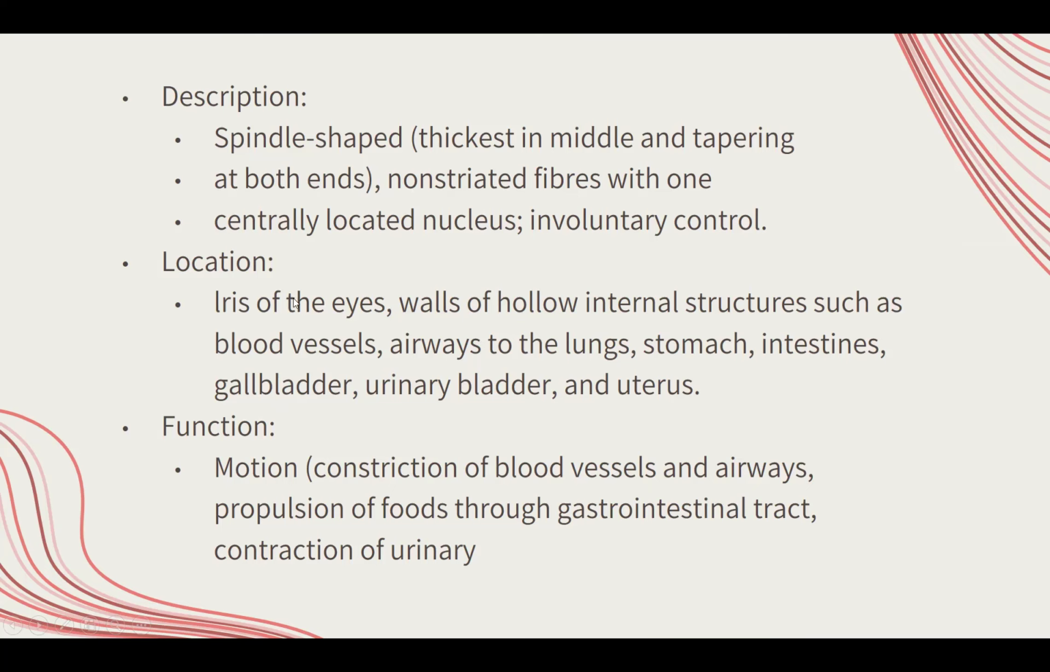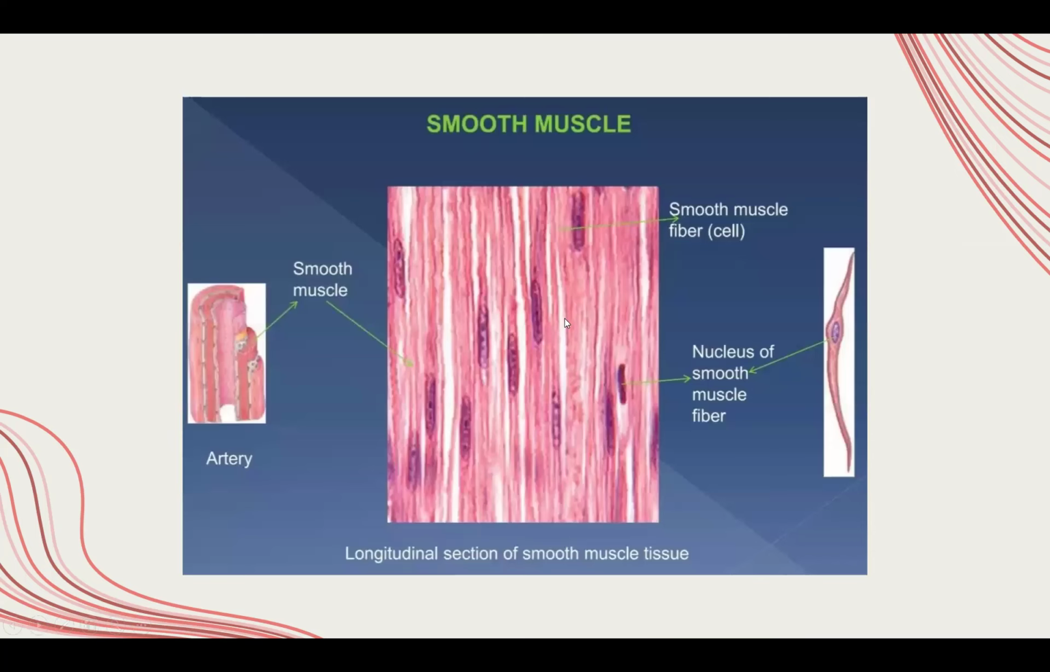So the locations are the iris of the eye and the walls of hollow internal structures such as blood vessels, airways to the lungs, stomach, intestine, gallbladder, urinary bladder, uterus, and so on. And the function is motion. Motion means they constrict blood vessels and airways, and they can propel food through the GI tract, and contract the urinary tract and urinary bladder. Smooth muscles have one centrally located nucleus, the fibers are spindle shaped, and they don't have cross striations, and they are not branched.